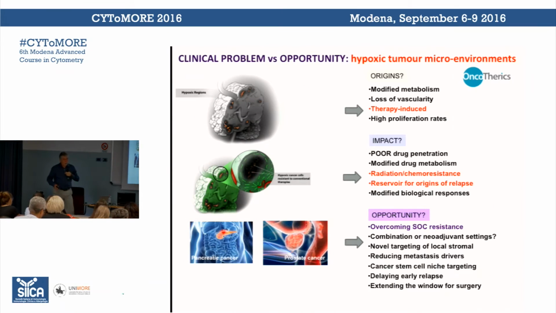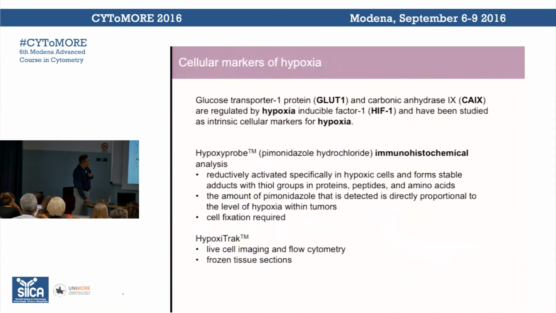Why do we worry about hypoxia? Well, there are lots of origins, but the impact is, first of all, it occurs in poorly vascularized regions, and therefore drug supply is bad. Metabolism of the drug can be changed under hypoxic conditions. Radiation therapy depends on the radiolysis of water in the presence of oxygen to work. Therefore, hypoxia produces high levels of chemoresistance and radiation resistance. But therefore, there's an opportunity to overcome this if we can use the hypoxic environment as a targeting influence.